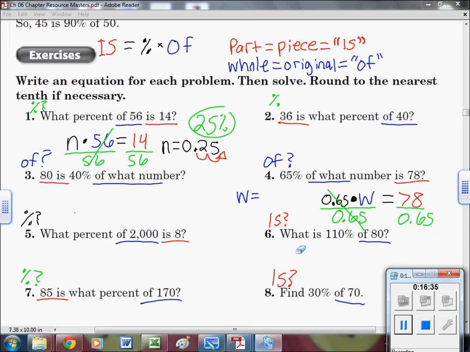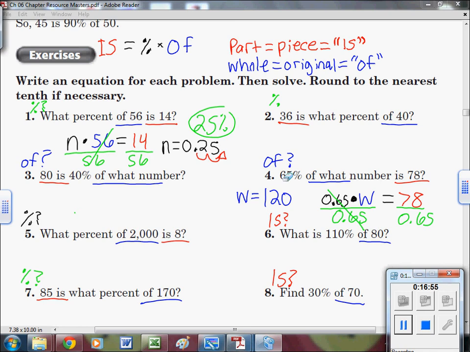So you're left with W equals 78 divided by 0.65. Again, calculator to the rescue. So 78 divided by 0.65. The calculator equals 120. So that tells you 65% of 120 is 78.